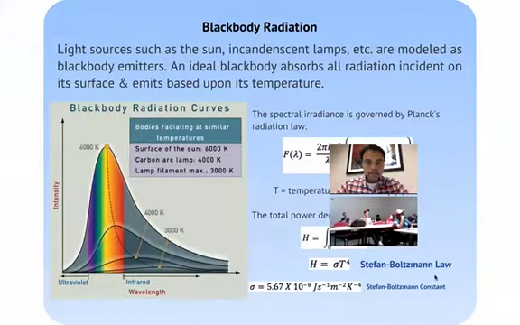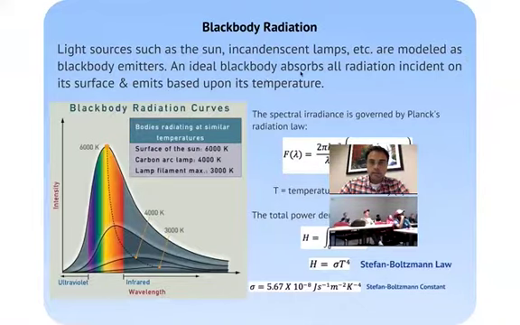Okay. The next concept that we need to understand is what's called blackbody radiation. This is very important because it allows us to simplify these very complicated spectral irradiance plots and come up with some generalized principles that allow us to think about them. Now, a blackbody, of course, is an approximation. An ideal blackbody does not exist. It's a physical approximation of reality. Light sources such as the sun, incandescent lamps, etc., can be modeled as blackbody emitters.